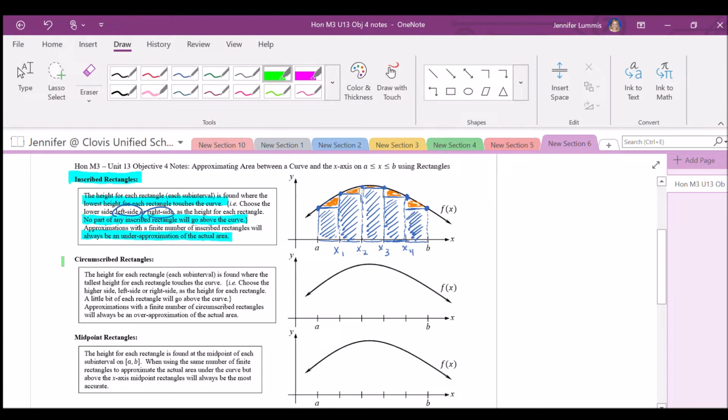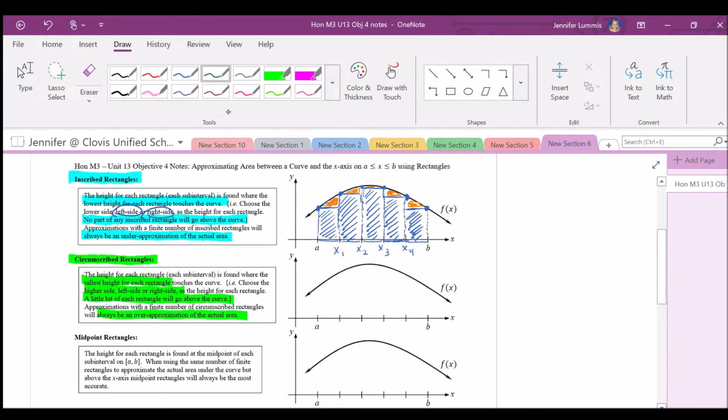So let's go on to circumscribed rectangles. The height for each rectangle here is found at the tallest height for each rectangle, choosing the higher side, which might be the left or the right side, or even somewhere in between as the height of each rectangle changes. A little bit of each rectangle should go above the curve. Approximations with a finite number of circumscribed rectangles is always an over approximation of the actual area.